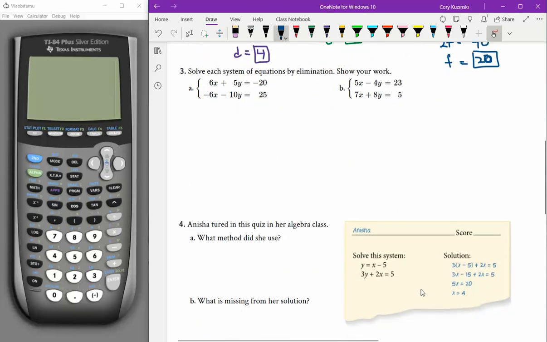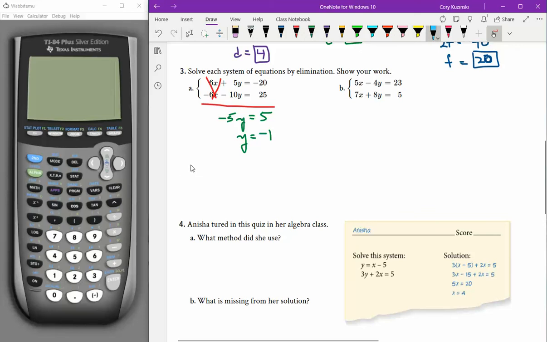Solve each system of equations by elimination. Well, this first one, you can see that when we add these two equations up, 6x plus negative 6x is just going to give us 0. So that's good. So we'll get 5y plus negative 10y is negative 5y. And then we'll do negative 20 plus 25 is positive 5. And when we divide both sides by negative 5, we get our y value.